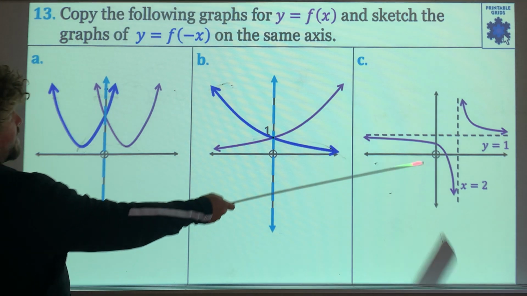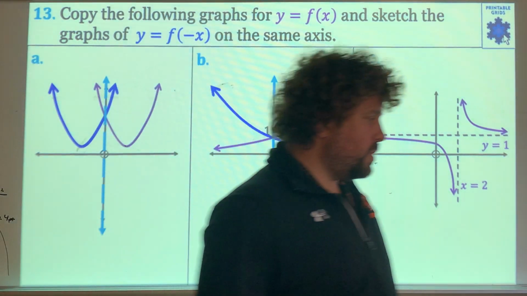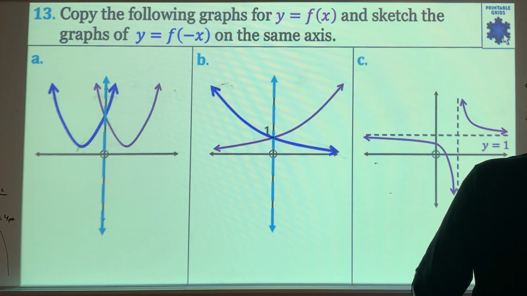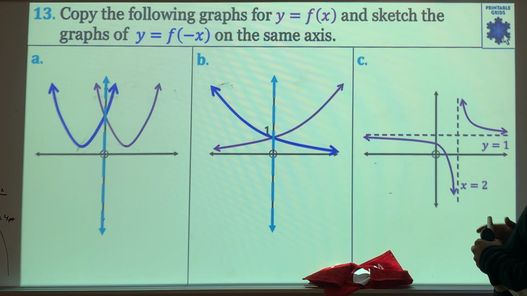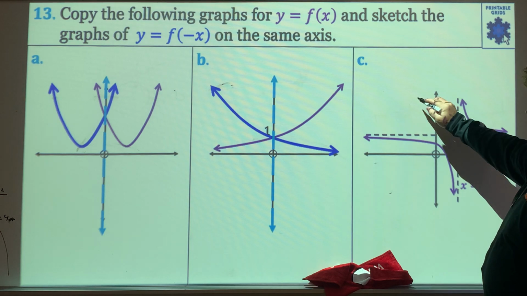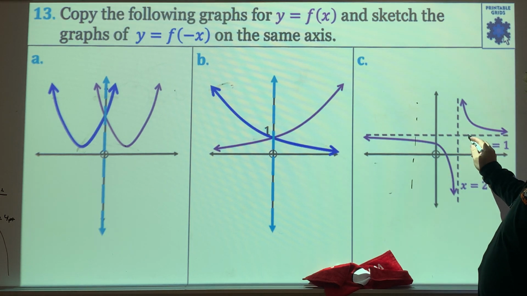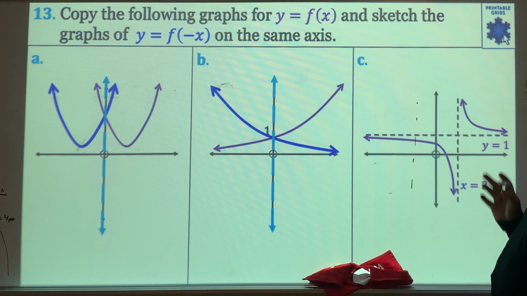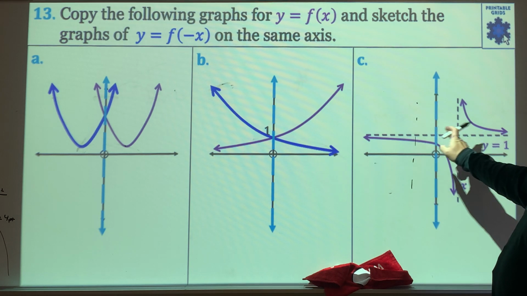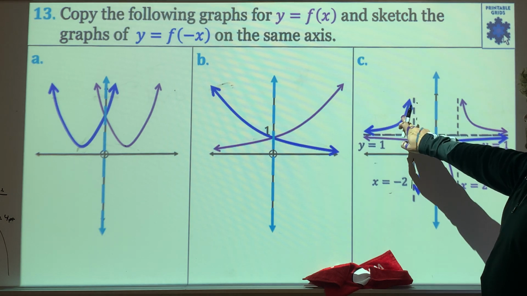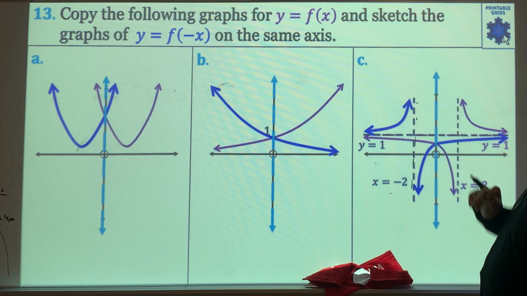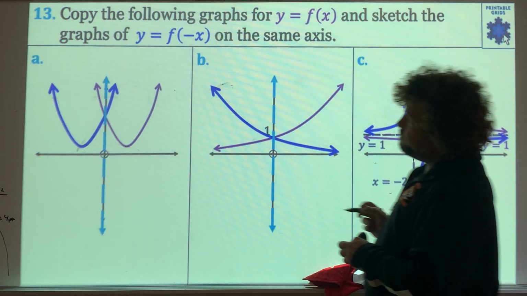This one, what do we do with this? First thing you have to do is you have to not only move the graph, you're going to move the asymptotes as well. Because this was negative 2, this was 2, and this is 1. So now I'm going to put a new asymptote here at negative 2, and that asymptote stays the same because it's horizontal. All right, so I'm going to reflect it. I reflect the asymptote, and then I'm going to reflect this piece, and then this one I reflect out.